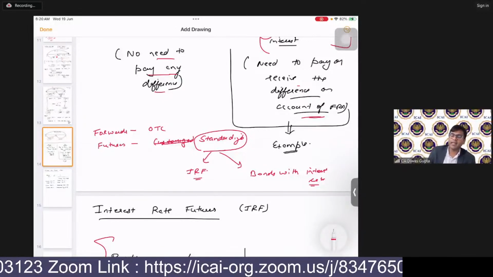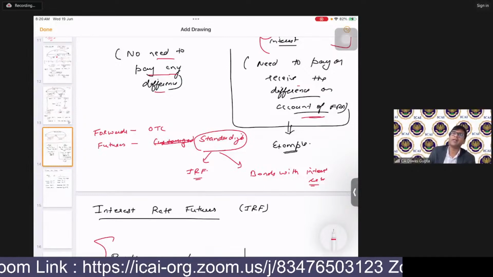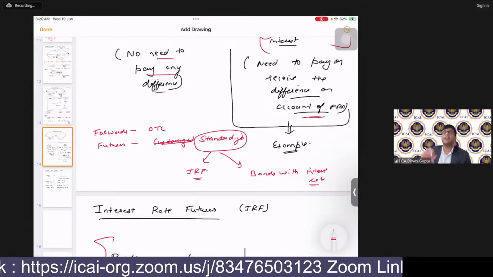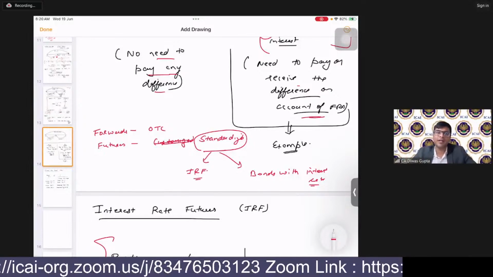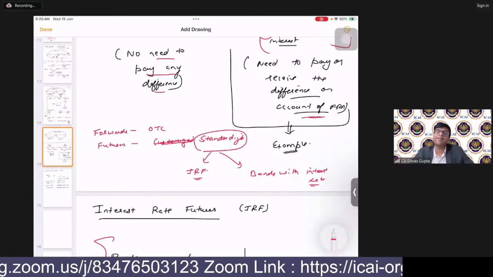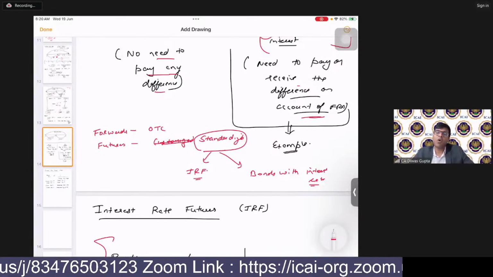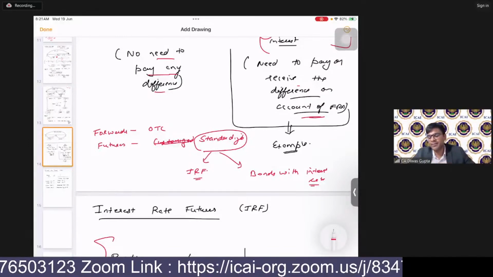Okay, tell me one thing. In case we are talking about the FRA, forward rate agreement, I'm talking about the hedging part. If I foresee I'm into a borrowing situation, right? Now, in that situation, if I foresee the interest rate going up, right? Then should I buy FRA or should I sell FRA? Tell me, students.